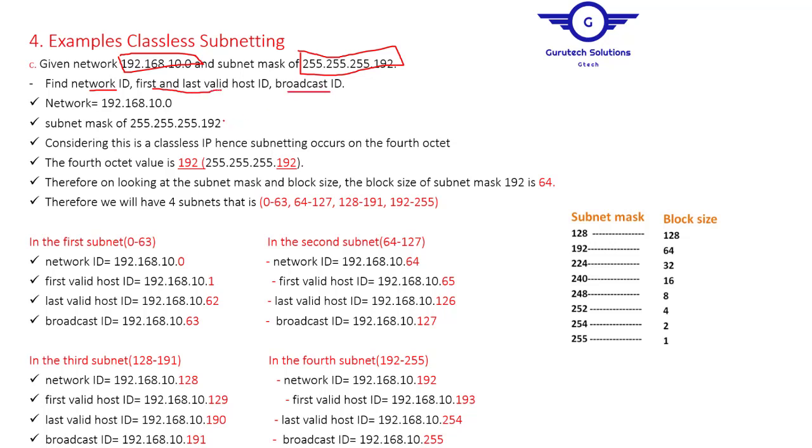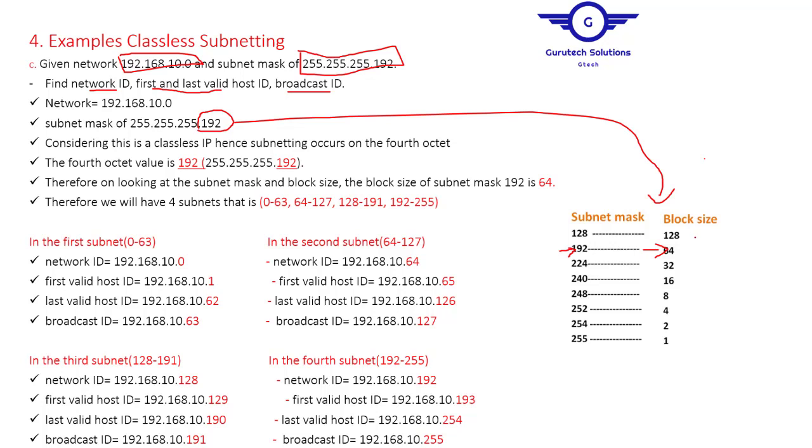So what do we do? We use the subnet mask to help us calculate subnets. We check the last value of the subnet mask. This is 192. Then we move to the subnet mask block size table. We check where 192 is. Here is 192. 192 corresponds to 64 as the block size. So that's all. After identifying the block size, now we take 64.